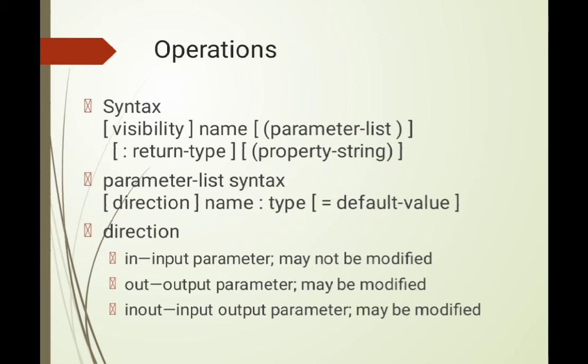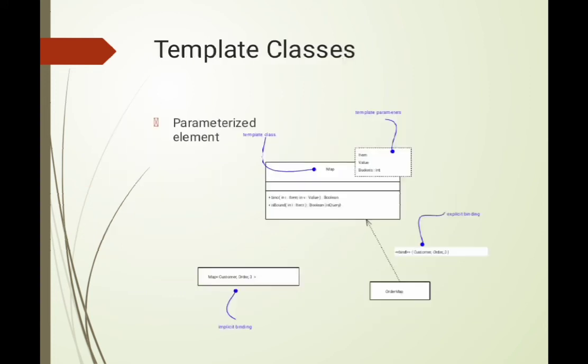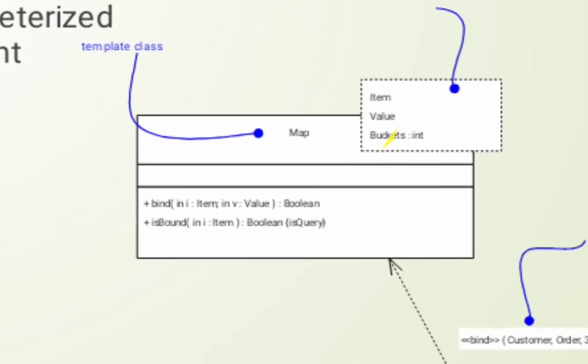Next is the operation. Operation also has the same visibility, then a parameter list with direction in, out or in out, in which in means an input parameter that cannot be modified, out means an output parameter that may be modified, and in out covers both conditions, an input as well as output parameter that can be modified. Next, the last topic is the template class, which consists of these symbols.